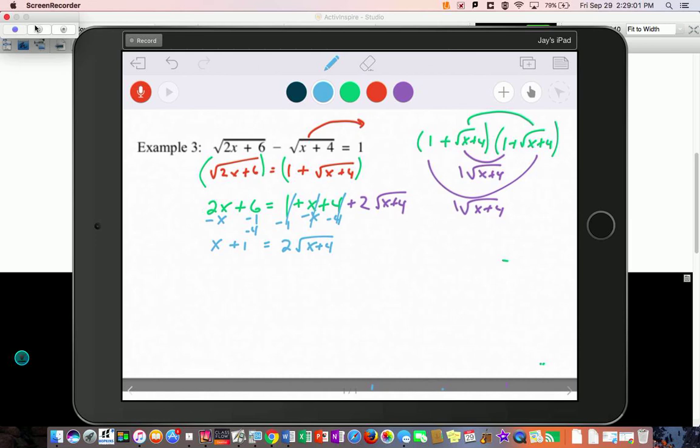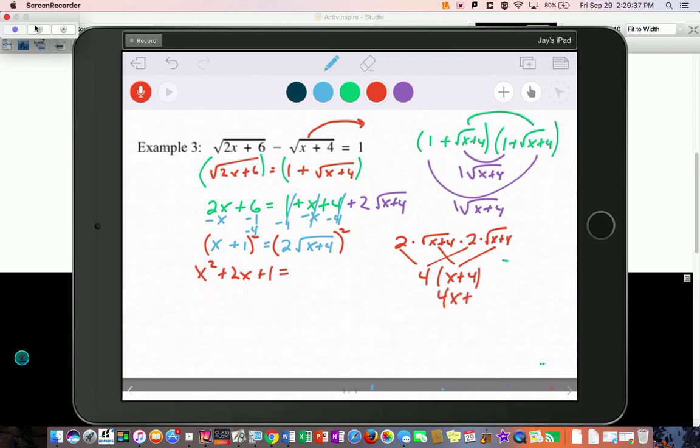And now we're going to square both sides again. And this would be x squared plus 2x plus 1. And this one again, I forgot to write squared. So now you have 2 times the square root of x plus 4 times another 2 times the square root of x plus 4. So why not multiply these two together and get 4, multiply these two together and get x plus 4, and then distribute the 4 and you get 4x plus 16.